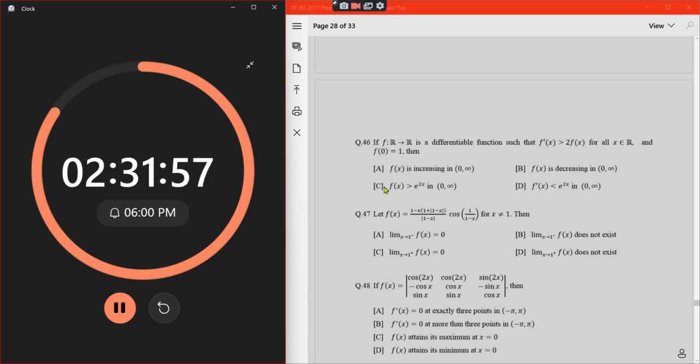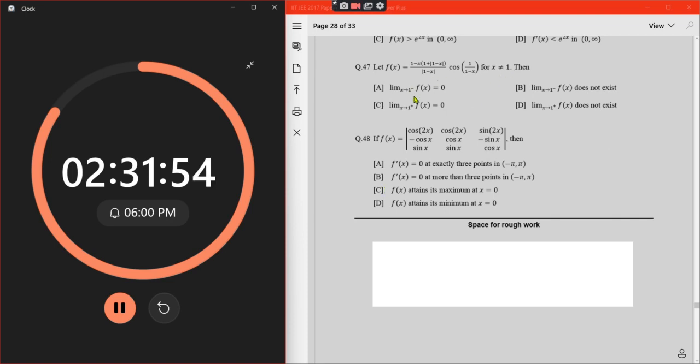Next question, 47. Let f of x be equal to this thing, then okay, 1 minus x and then 1 plus 1 mod of 1 minus x, cosine of 1 upon 1 minus x for x not equal to 1, then limit x tends to 1, right? First we'll just say that, oh okay, wait a second, we'll have to make cases. First case, x is 1 plus h, or just put that in general, like 1 minus 1 plus h upon, okay, that times 1 plus mod h, okay, upon mod h, right?